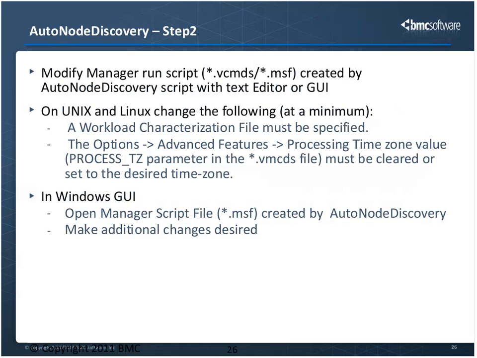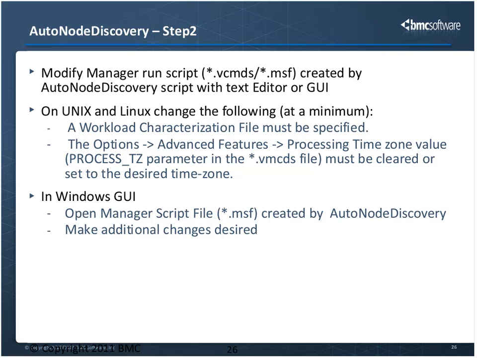Then you take the script that's come out from the Auto Node Discovery, and you can edit it with the GUI or a text editor if you want. There are certain things that you need to change, so you need to pay attention. You have to specify workload characterization. You also need to make sure that the time zone is set right. This works fine in Windows, but in Unix you have to actually make sure you got the time zones right. In Windows, same thing, just make sure the time zone will work right, but it's always good to check.